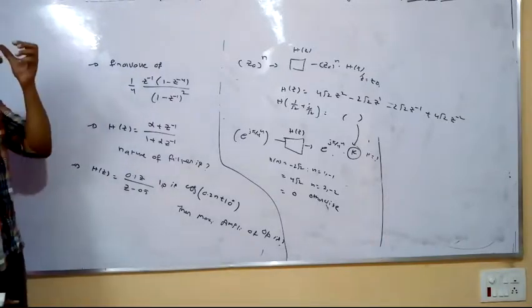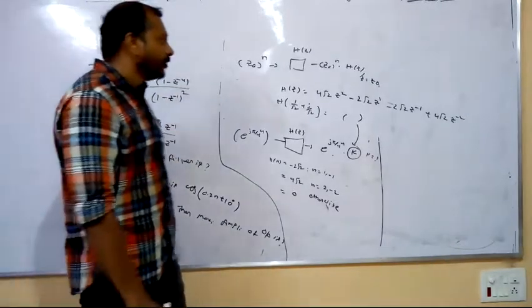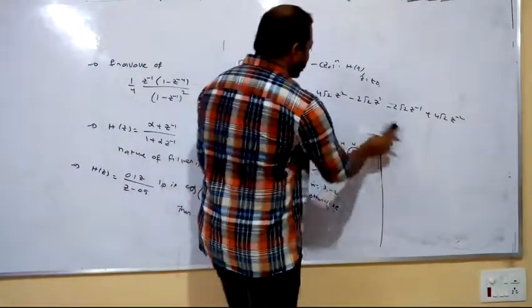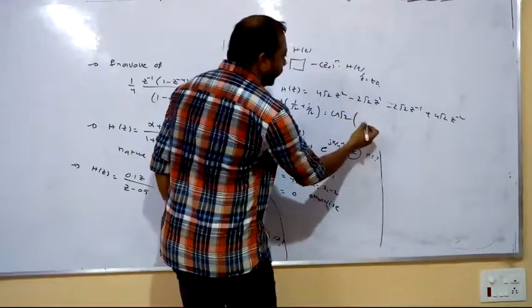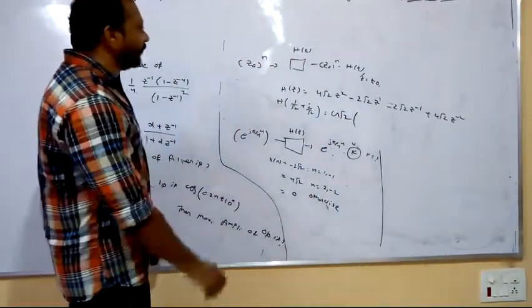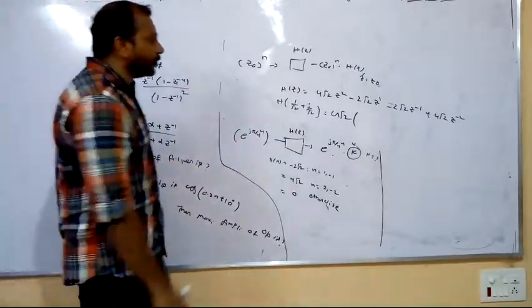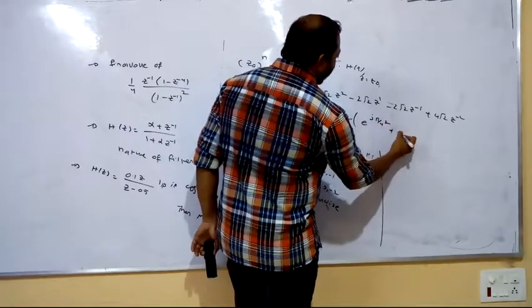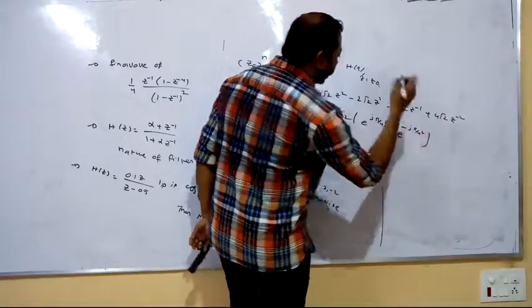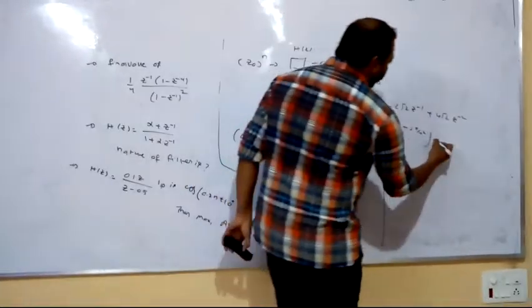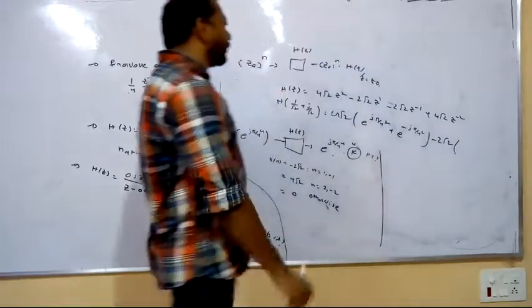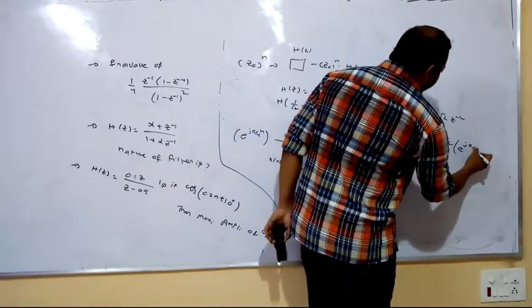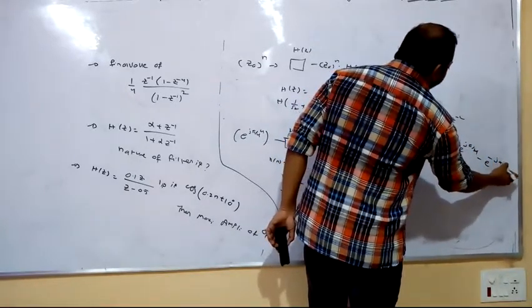Now calculate the final value by simplification only. What will you get? 4 root 2 into z square plus z to the power minus 2. That is simple simplification, not a big thing. Z square plus z to the power minus 2, where z is equal to e to the power j pi by 4, is e to the power j pi by 4 into 2 plus e to the power minus j pi by 4 into 2, minus 2 root 2 into z to the power 1 minus z to the power minus 1, that is e to the power j pi by 4 minus e to the power minus j pi by 4.